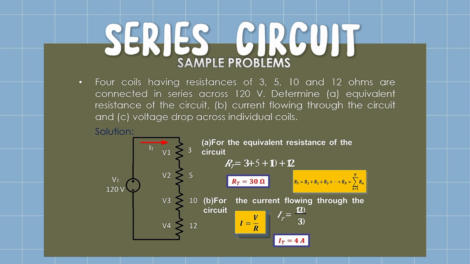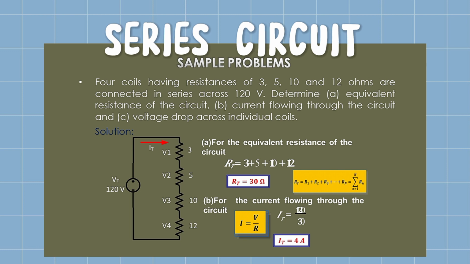Four coils having resistances of 3, 5, 10, and 12 ohms are connected in series across 120 volts. Determine A, the equivalent resistance of the circuit; B, the current flowing through the circuit; and C, the voltage drop across individual coils. So first, let's find letter A, the equivalent resistance of the circuit.